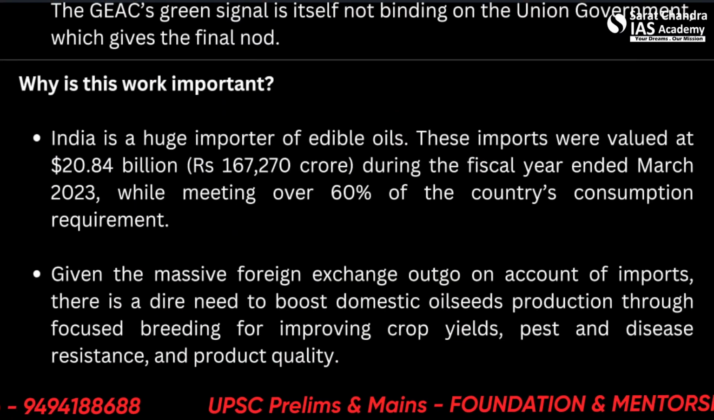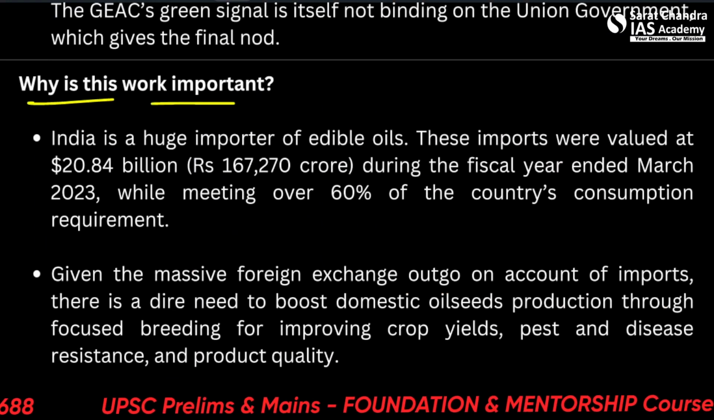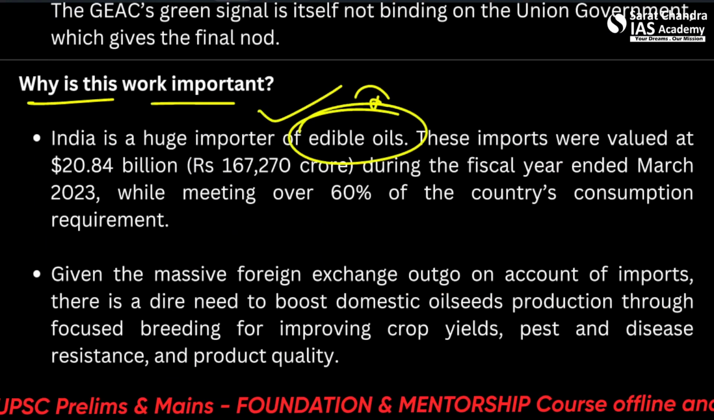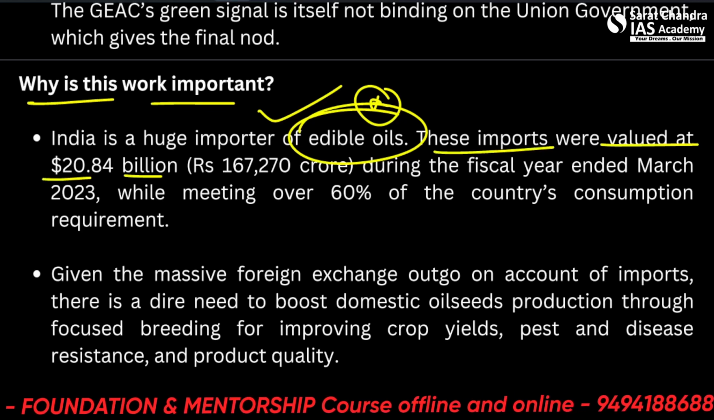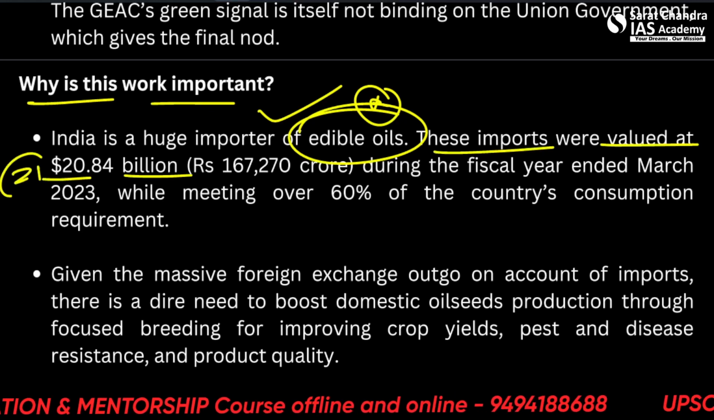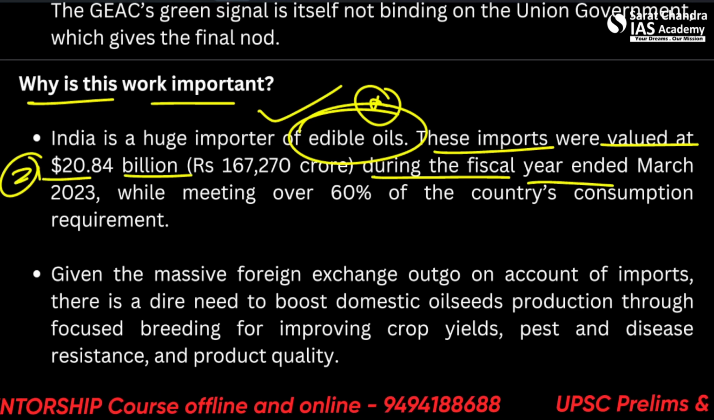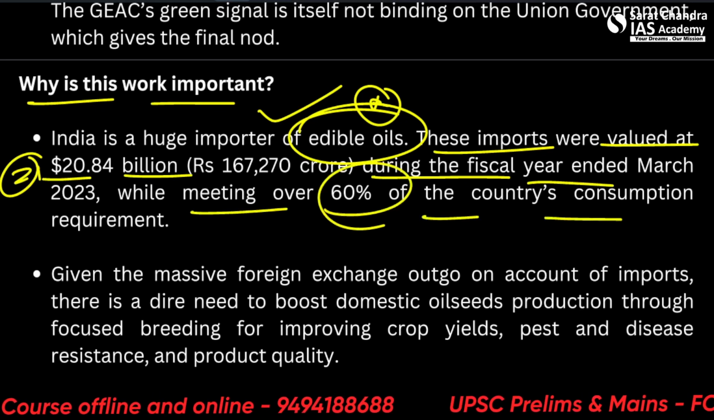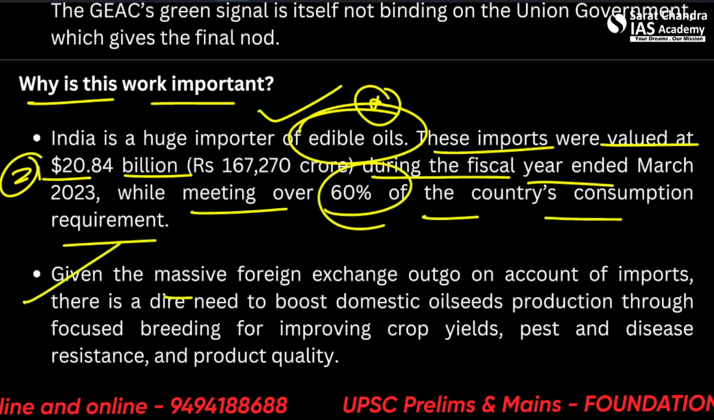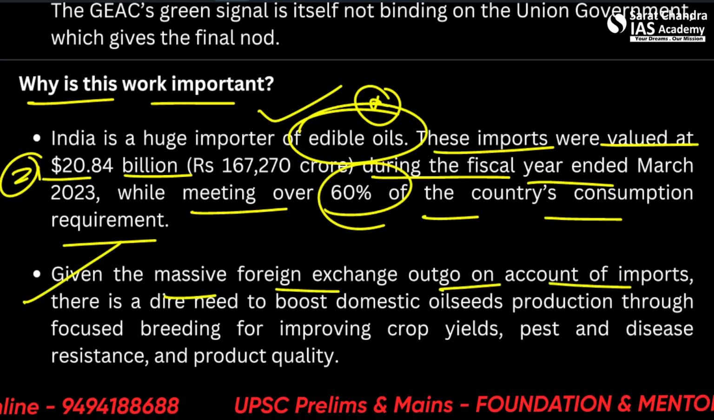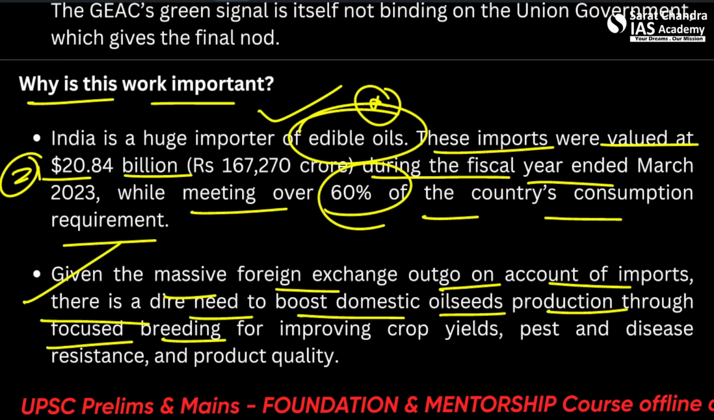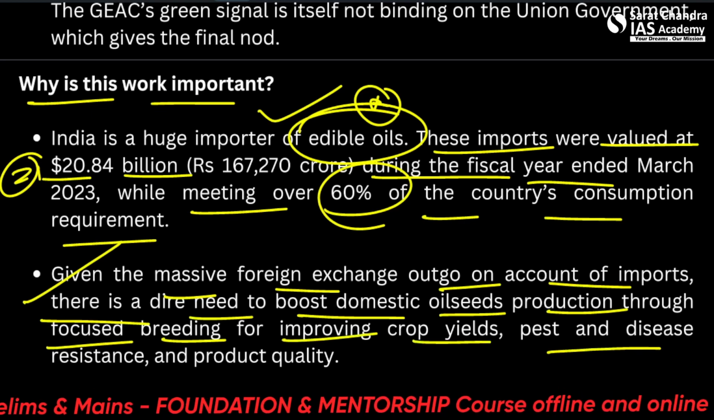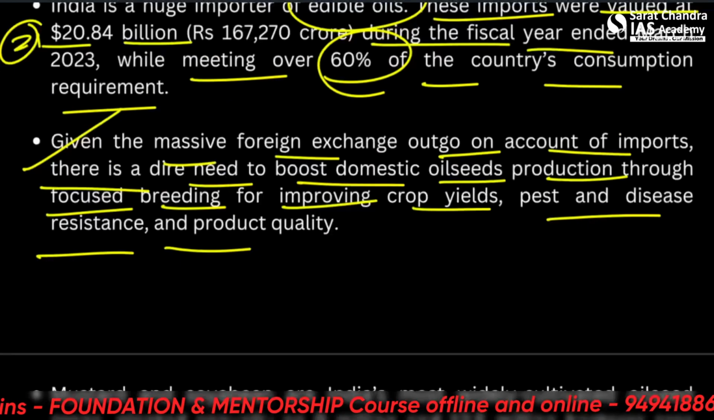Now let's see why this work is important. India is a huge importer of edible oils. This was one of the major reasons for inflation last year. These imports were valued at 20 billion, almost 21 billion, during the fiscal year ended March, making up over 60% of the country's consumption requirement. Given the massive foreign exchange outgo on account of imports, there is a dire need to boost domestic oilseed production through focused breeding for improving crop yields, pest and disease resistance, and production quality.